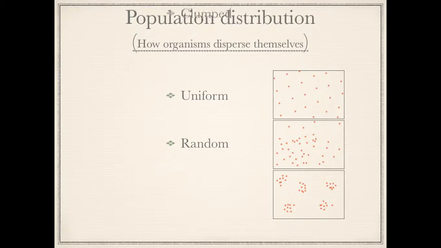And lastly, the last one over here is clumped distribution, where the animals actually group together. And this could be due to environmental reasons, like being next to water, or because they want to stay together as a pack. Let's say, for example, lions or a school of fish that clump together for protection.